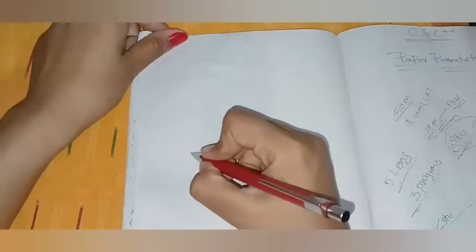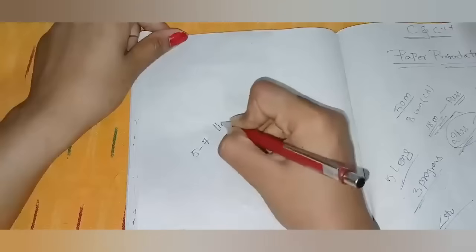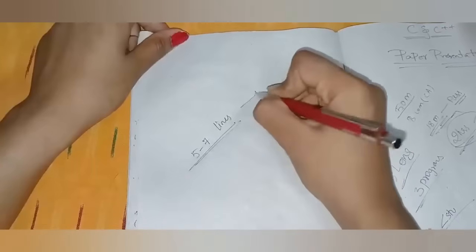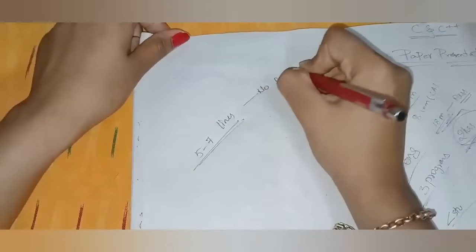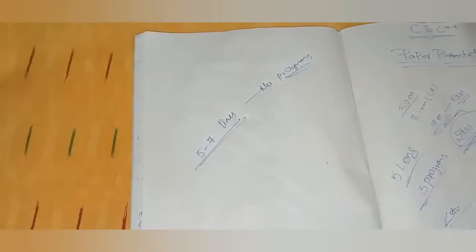For the 2-mark questions in Part A, 5 to 7 lines is important. For the short ones there are no programs, only the theory part. Whatever questions I have given, you prepare them. But give priority to Part B, and try to write the extra questions also.